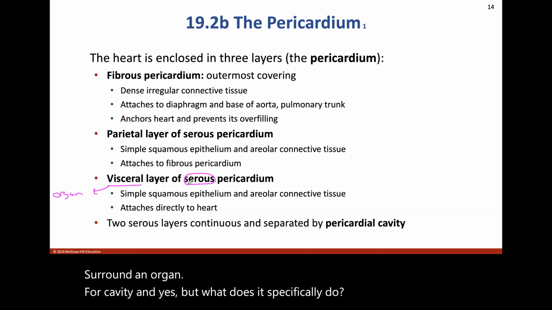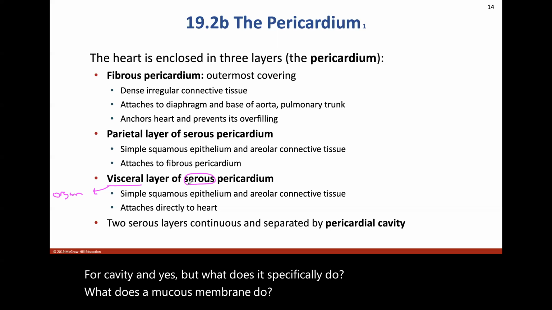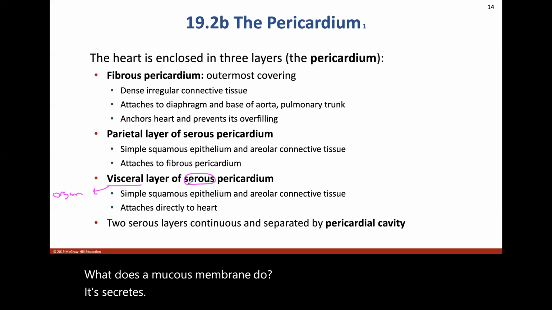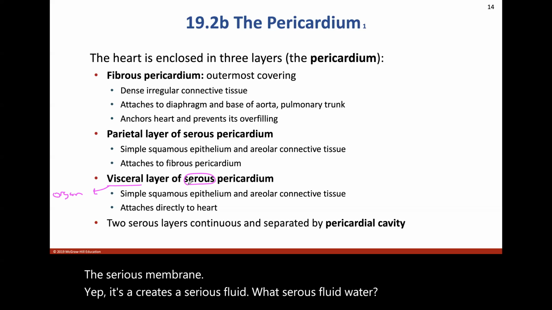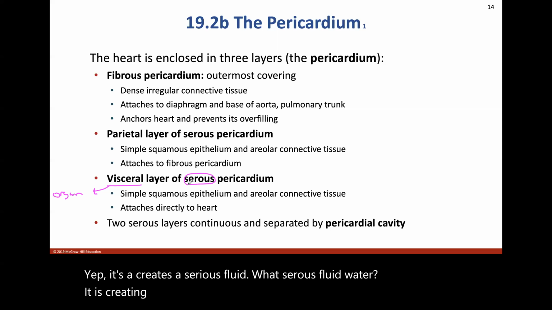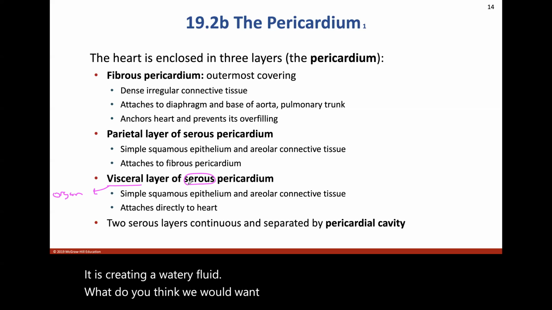What does a serous membrane do? It secretes serum, right? Yes, it secretes a serous fluid. What's serous fluid? Water. Okay. It is creating a watery fluid. Why do you think we would want a watery fluid here? To provide cushion for the heart.